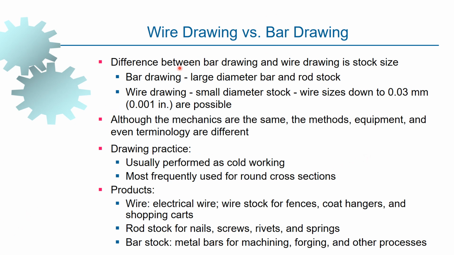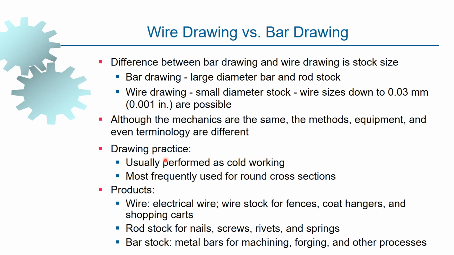Now what is the difference between wire drawing and bar drawing? Wire drawing is basically for producing small diameter stocks, wire sizes ranging from 0.03 millimeter. But bar drawing is normally for larger diameter bar and rod stocks. Although the mechanisms are the same, pulling from one side and the material getting squeezed in the die opening, the equipment required for these two operations is different. So the drawing practice itself is different.